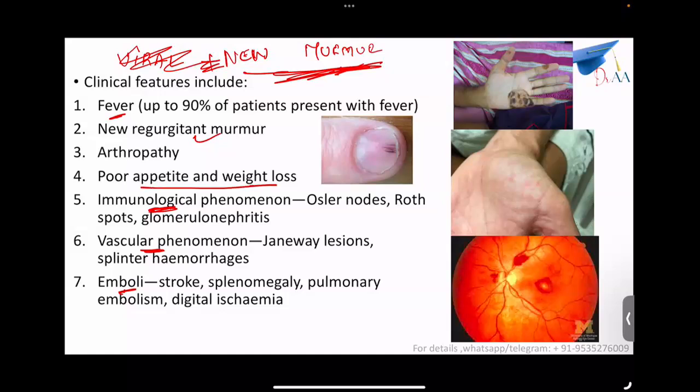There might be reduced appetite and weight loss because of the fever. You don't feel like having anything. Immunological phenomena are important. This is Osler's nodule, what you're seeing. Roth spots are nothing but hemorrhages seen on the retina while you do a fundoscopy. This, what you're seeing, is a vascular phenomenon, Janeway lesion. This, what you're seeing, is a splinter hemorrhage.